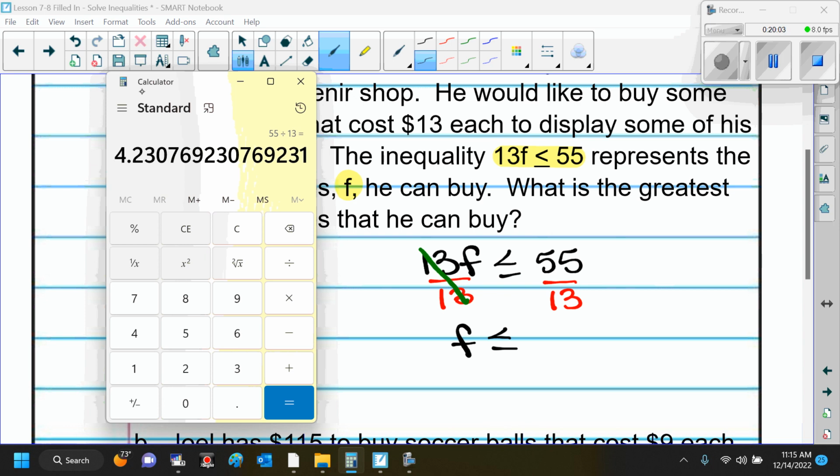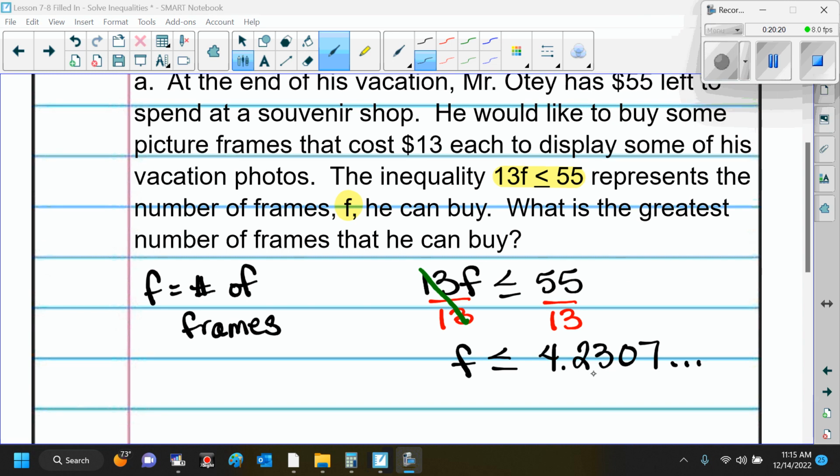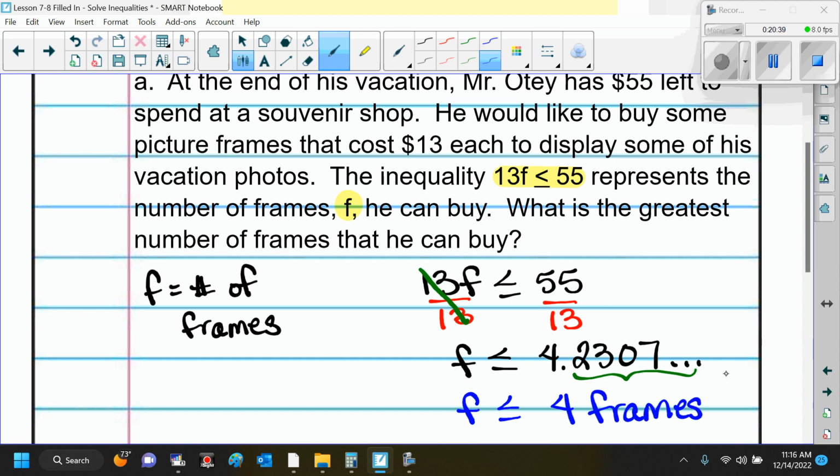And that's going to give me this big long number: 4.2307, and so on. Now, on this one, remember, you can't buy part of a frame. This over here is part of a frame. So that means that my final answer is f is less than or equal to 4 frames. Is everybody clear? All right.